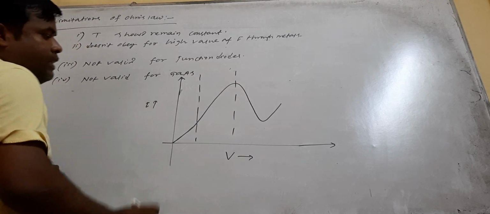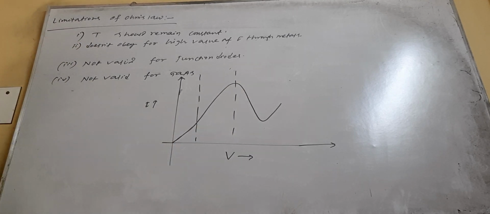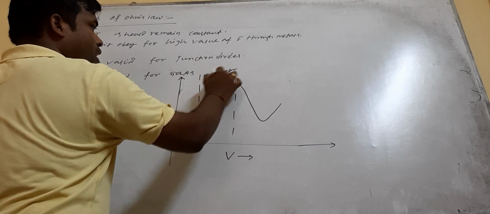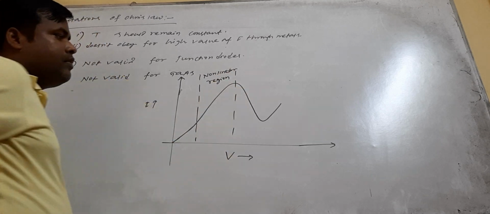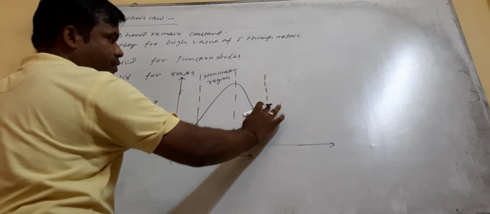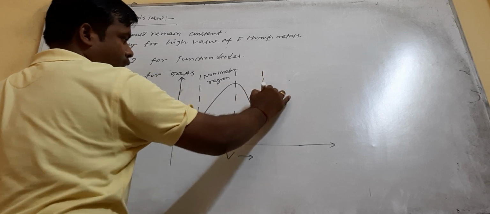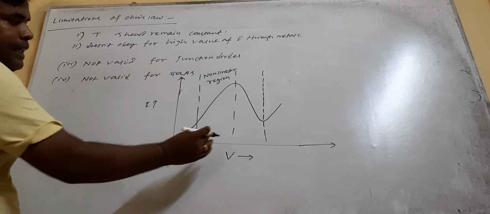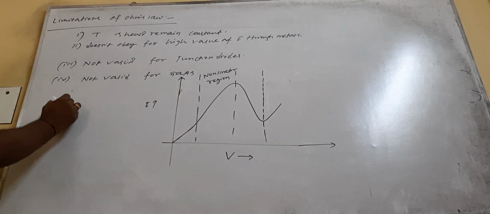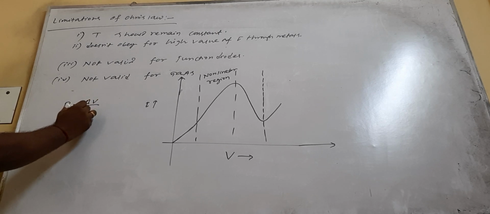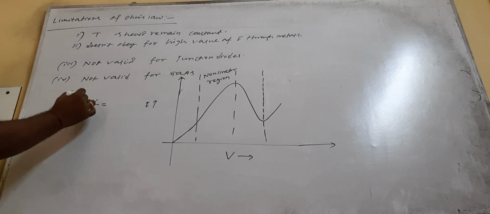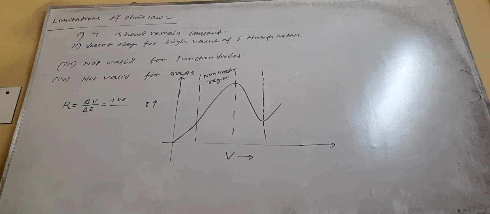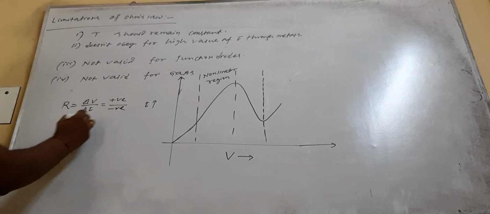Initially the graph is straight, that is linear, but then there is a non-linear region. In this region, the current decreases even as the voltage increases. So what will be the resistance? Resistance is del V by del I. As V increases, del V is positive, and as I decreases, del I is negative. So positive by negative is negative.